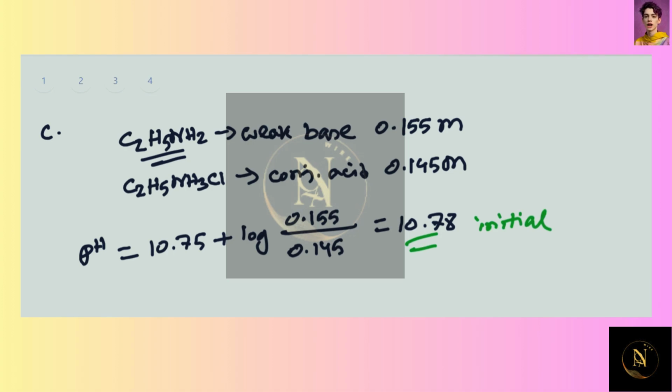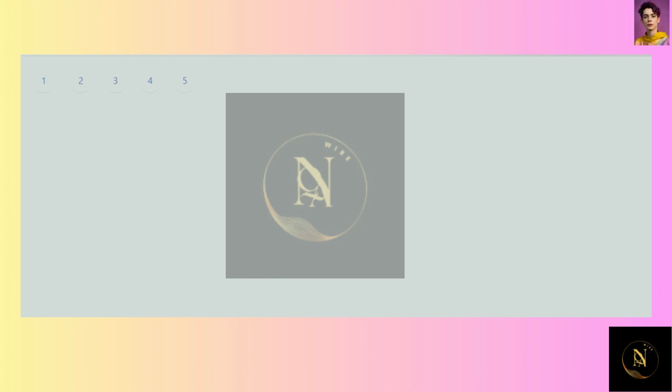Then after the addition of 0.010 mole HCl, what will happen is this HCl will react with our base C2H5NH2, and we will get C2H5NH3Cl. So all of them are aqueous.